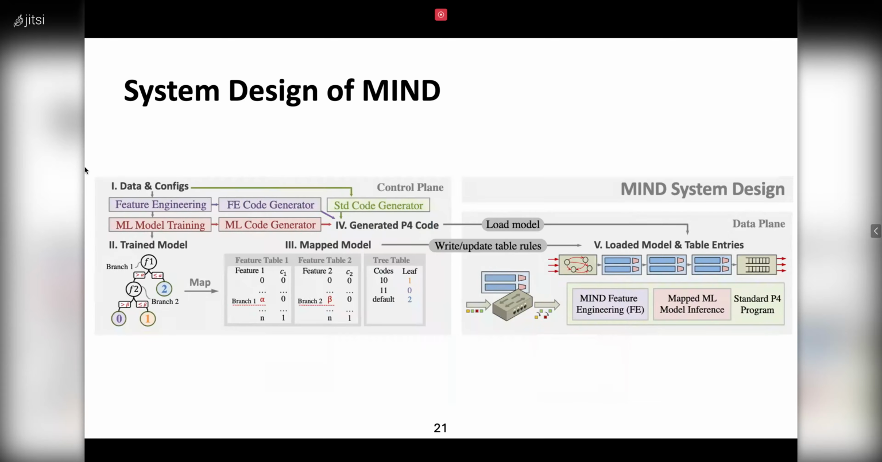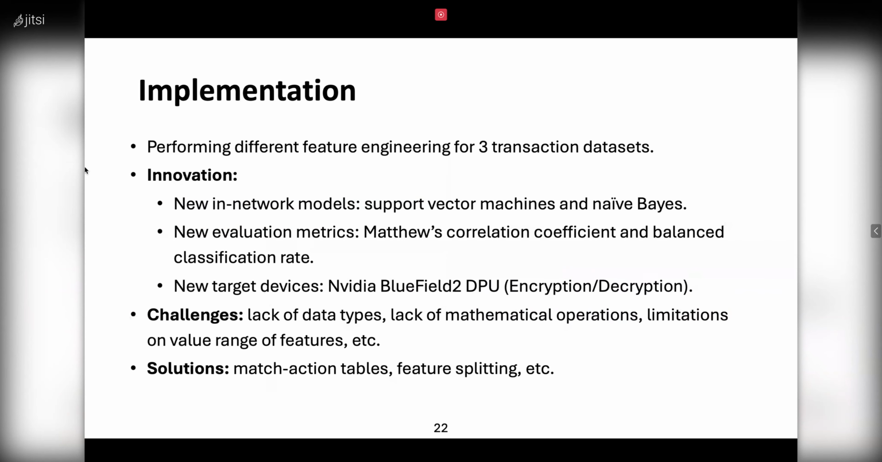So this is the system design of Mind. It's very similar to the previous one, just the use case is different, the data is different, and the algorithm offloaded within the network devices is different. But as you can see, the general workflow of how to train a machine learning model and map the machine learning model within the network devices is the same.